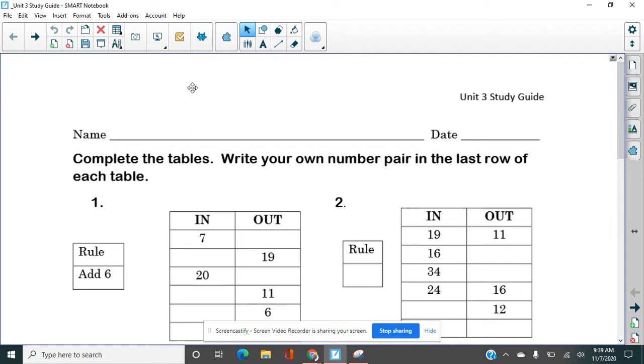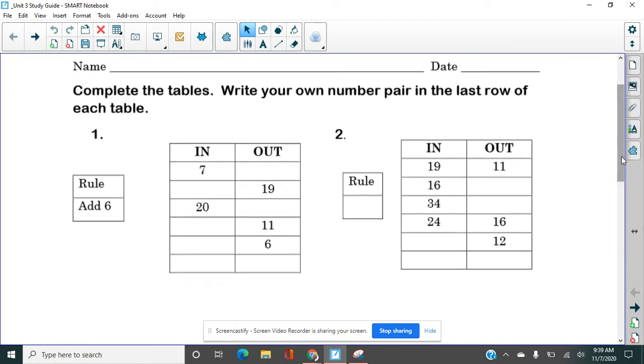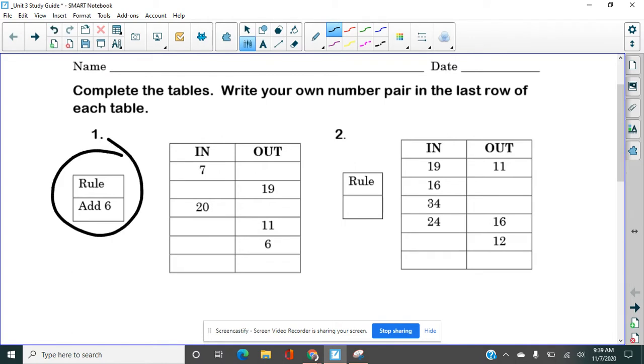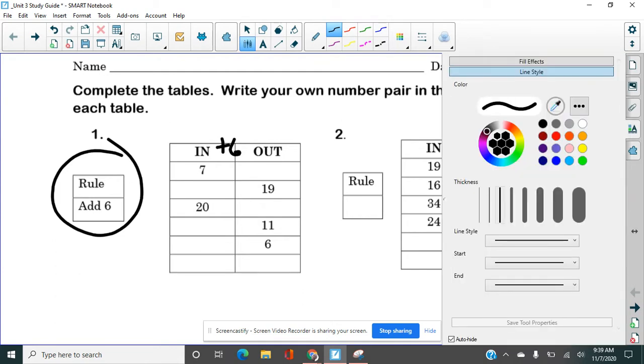So if we take a look, we have our in and out boxes. It says complete the tables and write your own number pair in the last row of each table. Here we can see that for the first one, our rule is given to us. We're going to add 6. So remember, that's like putting a +6 right in front of all of these.